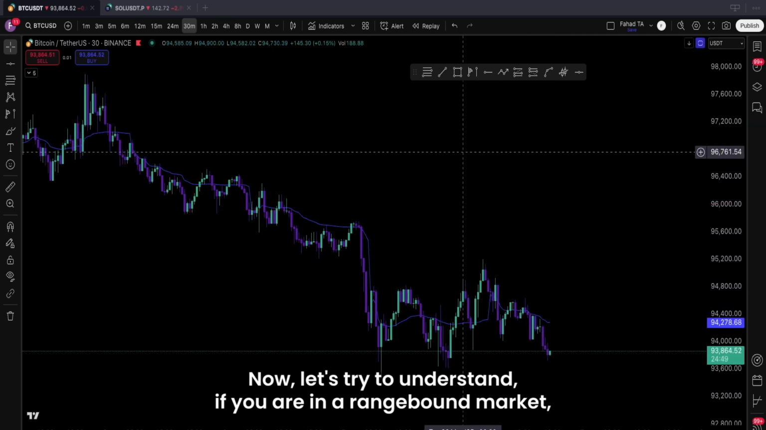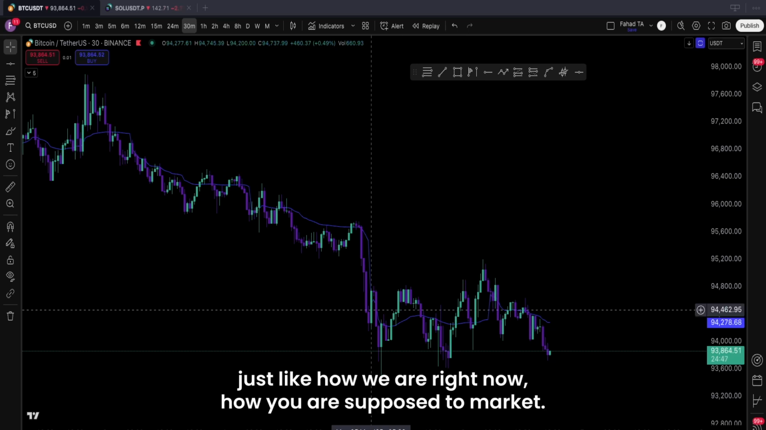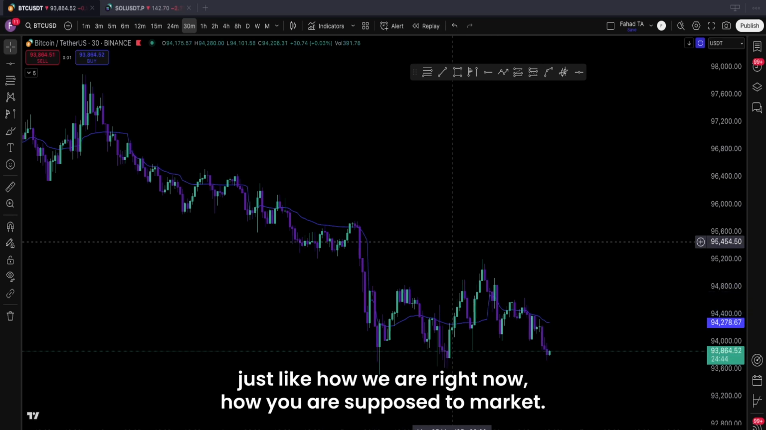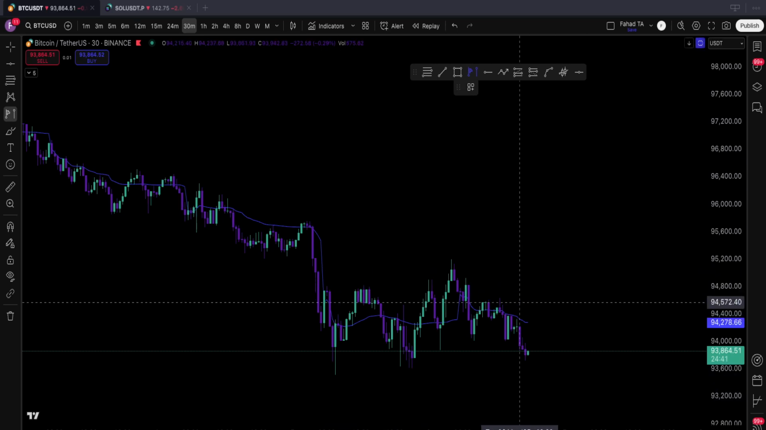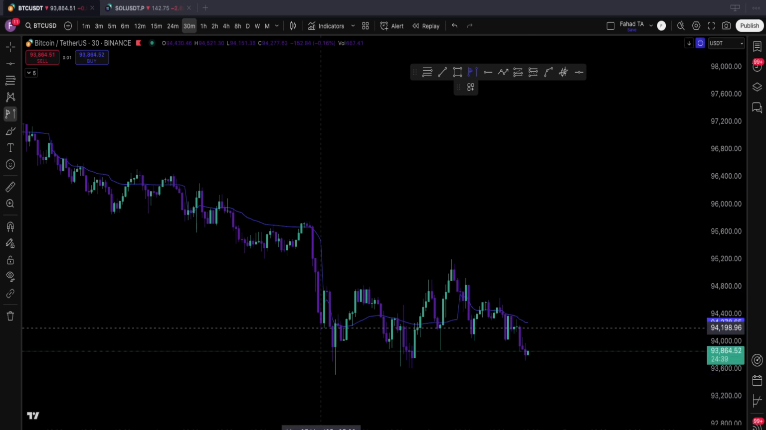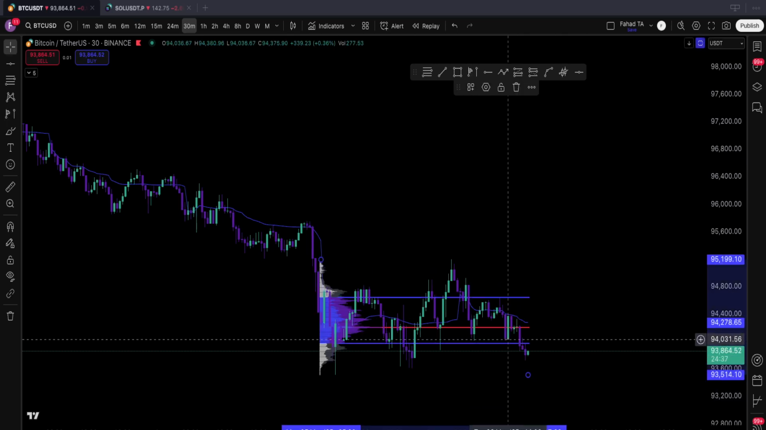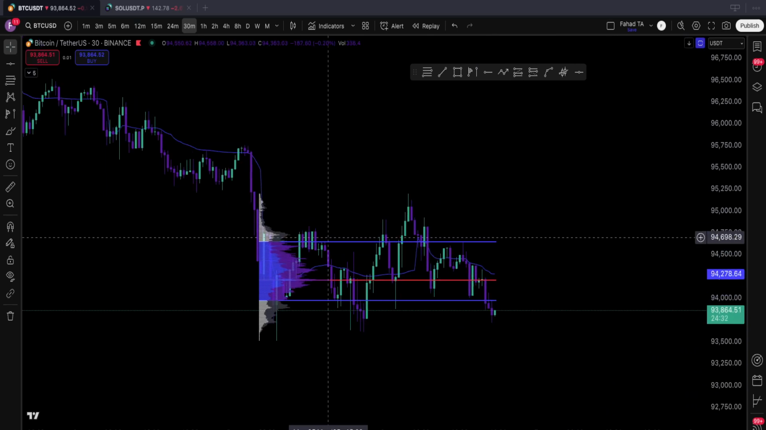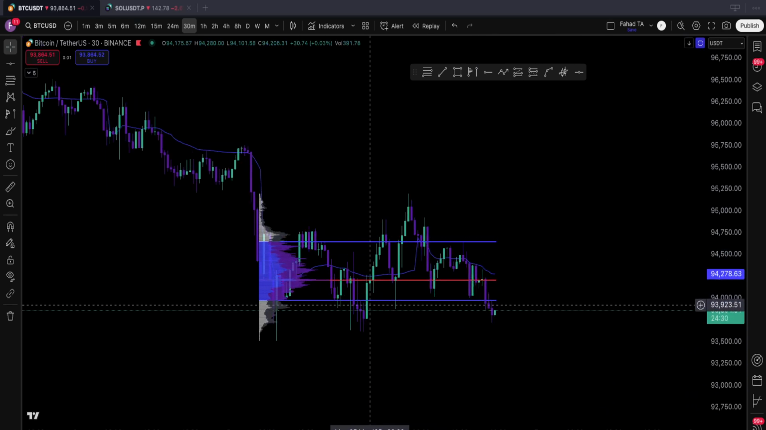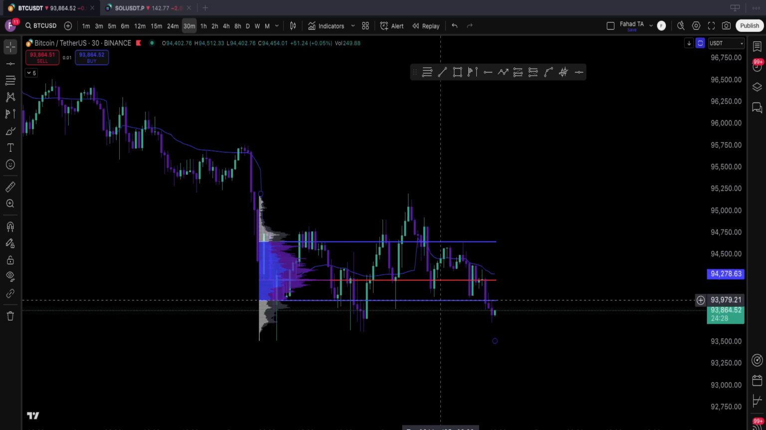Now let's try to understand how you are supposed to mark it if you are in a range bound market, just like we are right now. So you need to identify the range. We have already done that. You want to identify a starting point and the ending point of that range market. And there you go. Here you have all your trades. So you could have gone short on your volume area high. You could have gone long here, another long, and another long.